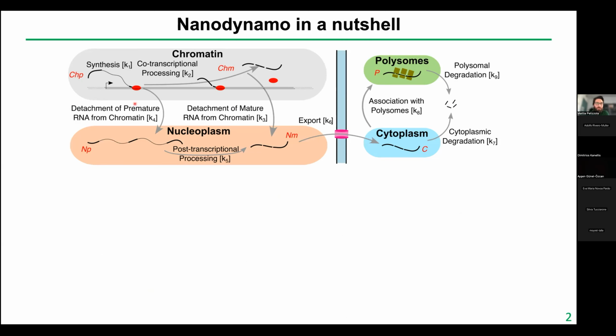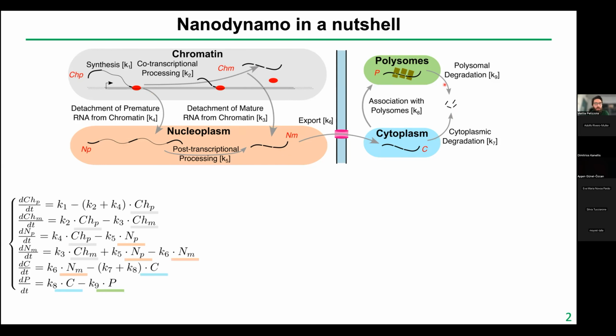Okay, here you see the novel model of gene expression that we implemented into Nanodynamo. So we start with the synthesis of chromatin premature RNA, which can be immediately spliced to become chromatin mature RNA. And later, chromatin mature RNA can be detached to enter the nucleoplasm as nucleoplasmic mature RNA. On the other hand, premature molecules can be detached in an unspliced form to become nucleoplasmic premature transcripts, which can later be post-transcriptionally processed. Nucleoplasmic mature RNA can be exported to the cytoplasm, where it can be immediately degraded, or where it can be associated with polysomes and later degraded. So you can appreciate from this cartoon the higher resolution that Nanodynamo provides in terms of description of gene expression.